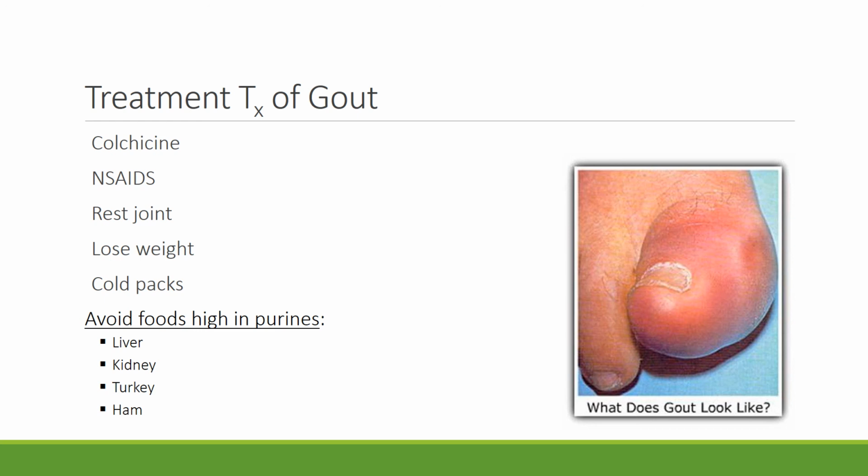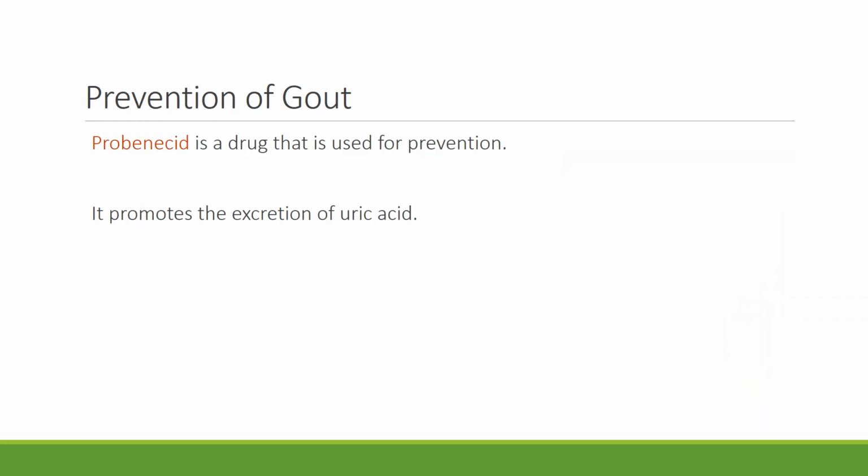There are certain foods that are high in purines, and purines can lead to the production of uric acid. So people who are predisposed to gout want to avoid these. They include liver, kidney, turkey, and ham. There's a drug known as probenecid that's used for the prevention of gout. It promotes the excretion of uric acid, which is the substance that tends to accumulate in the joint.